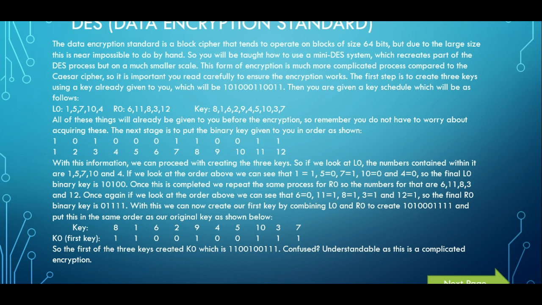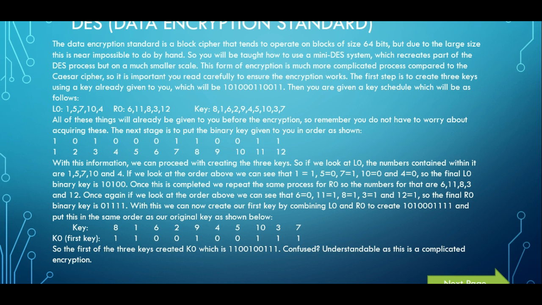So the first thing we have to do is create three keys using a binary key that's already given to us, which is 101000110011. Then we are given a key schedule, which is as follows. L0 is 1, 5, 7, 10, 4, R0 is 6, 11, 8, 3 and 12, and the key is 8, 1, 6, 2, 9, 4, 5, 10, 3, 7. That's the key schedule. These are given to us, by the way, guys, so if this was test conditions, all these things would be given to you, so you don't have to worry about acquiring these.